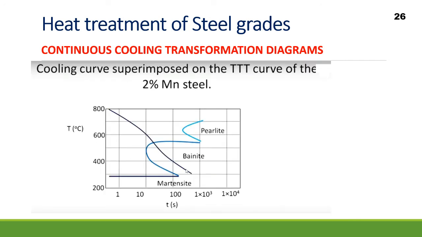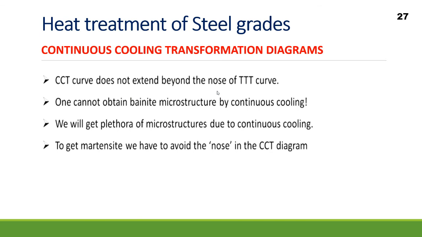And here, as I told you, if you mix some alloying elements, there is a possibility that bainite will form. This is your cooling curve, and here you see bainite is formed. This bainite is formed in steel in the presence of 2% manganese. So here we have a few points that I have collected together about the CCT diagram.